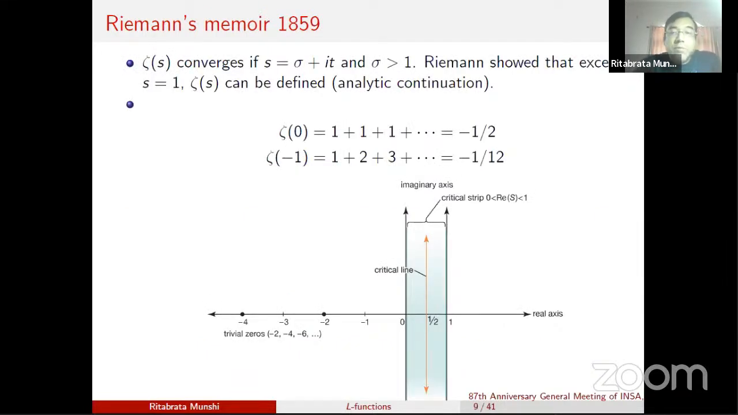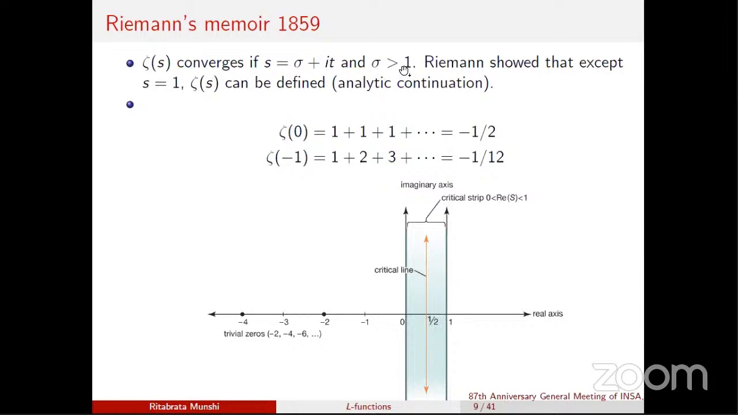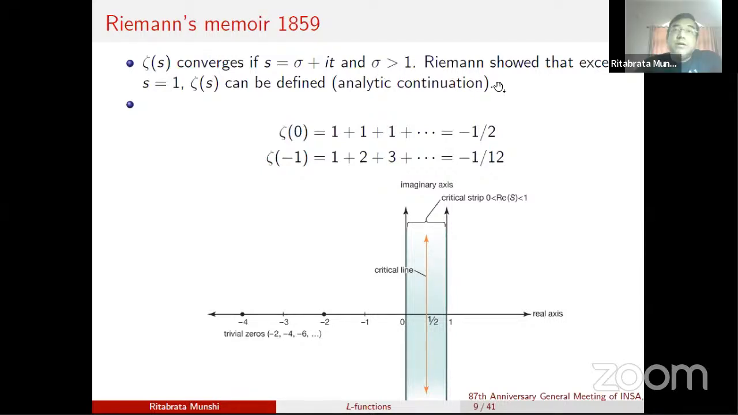Though in his short memoir he didn't write down the proofs, we now understand that he already had the proofs back then in 1859. The first thing, which is easy, is that this zeta(s) converges for any s in the half plane sigma greater than 1. Okay, and then he showed analytic continuation. That means that zeta(s) makes sense for any value of s except s equals 1, where it has a pole. So it has to blow up at s equals 1, but at any other point you can make sense of zeta(s).